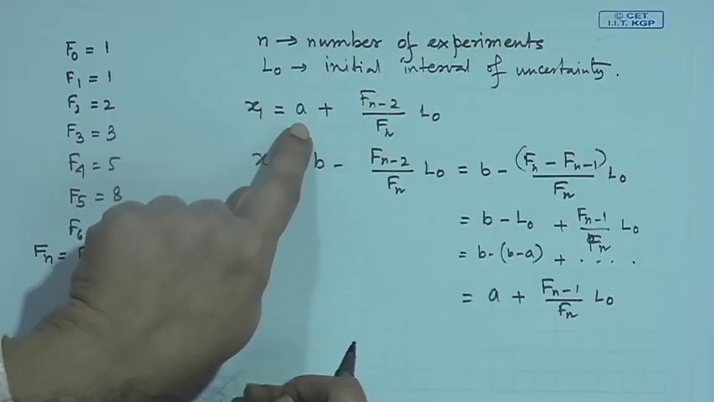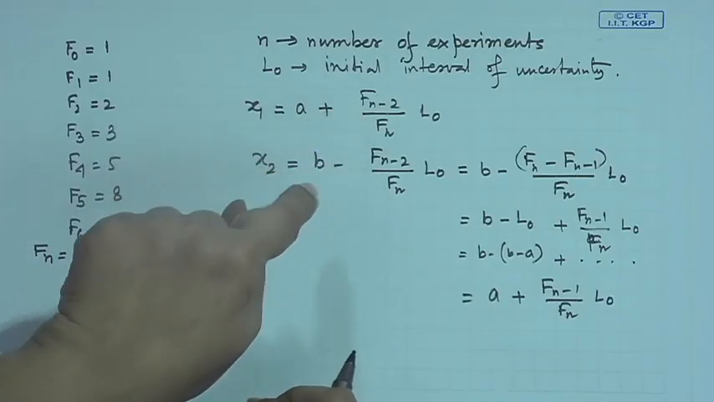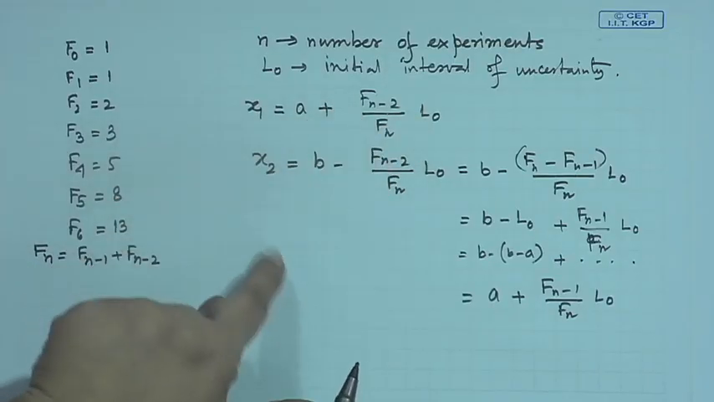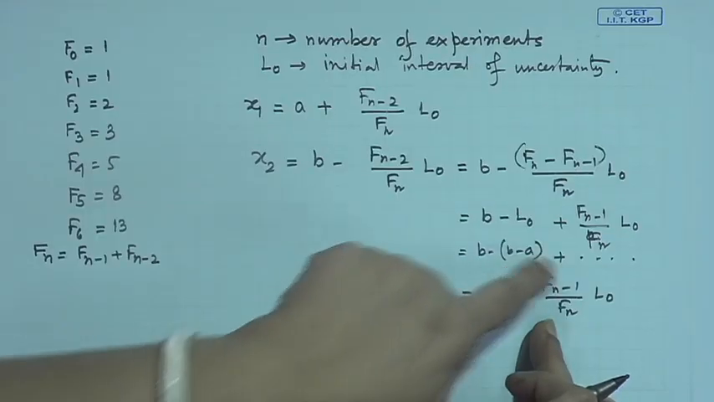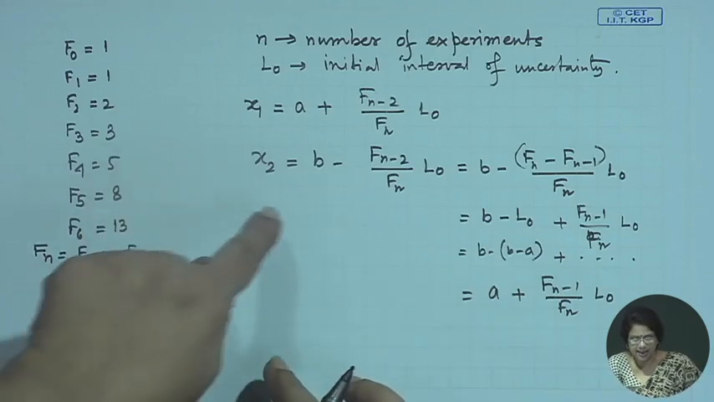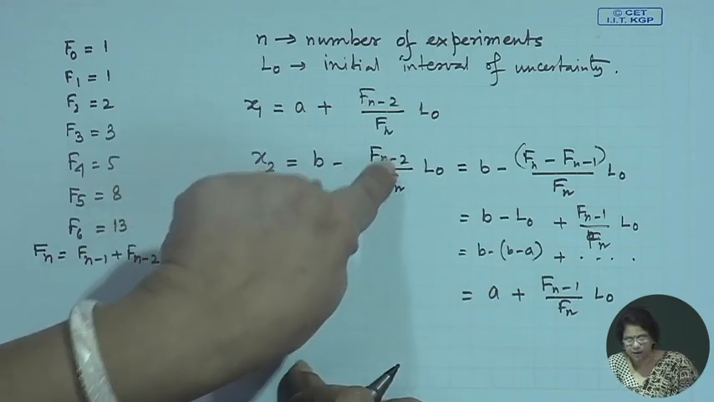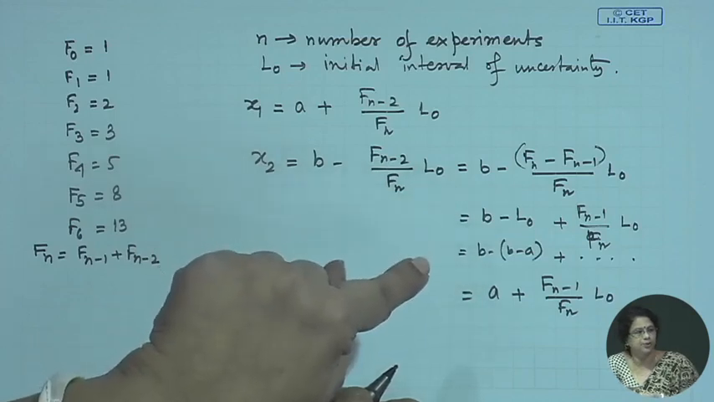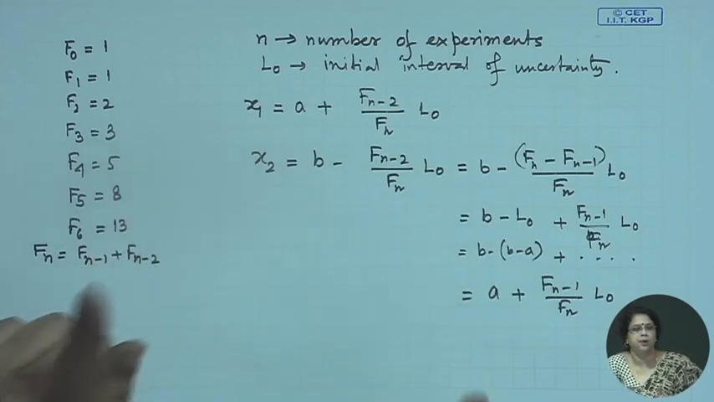Once I am getting the first one as a plus Fn minus 2 by Fn into L naught, and the second I am getting a plus Fn minus 1 by Fn into L naught. In another way also I can say that b minus Fn minus 2 by Fn into L naught. I got 2 experiments up to this.